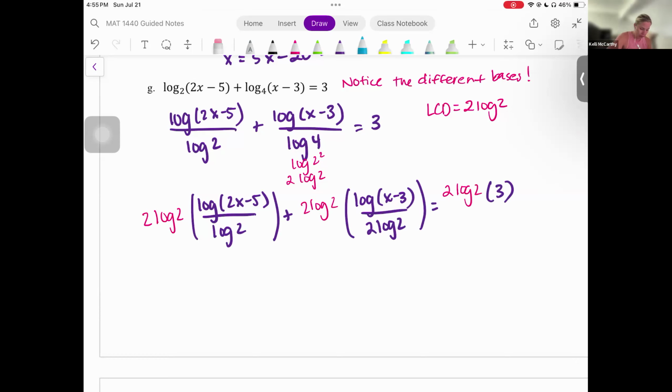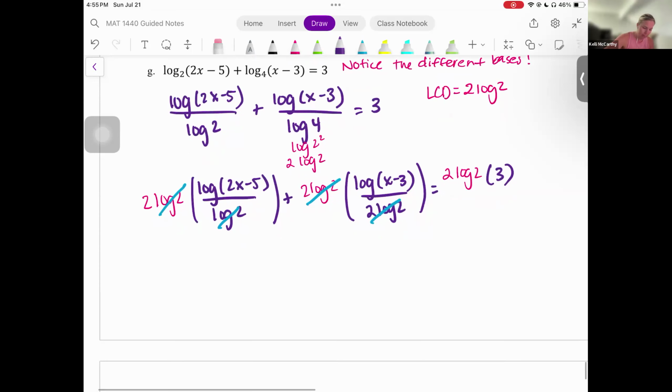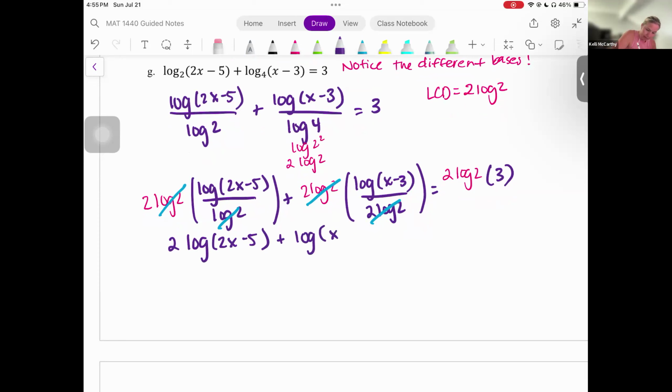In the first term, log of 2 over log of 2 is 1. In our second term, 2 log of 2 divided by 2 log of 2 is 1. And in my third term, nothing's going to simplify out, but we are going to simplify it in the next step. So in the first term, we're left with 2 log of 2x minus 5 plus log of x minus 3 from the second term equals 6 log of 2.